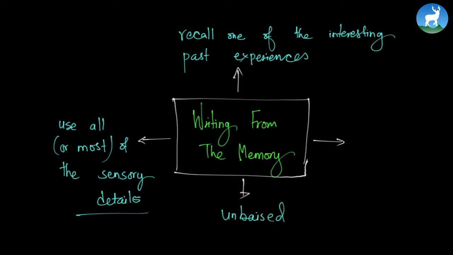I also want you to be unbiased. What that means is I want you to write fairly. Now, some of you may have had some bad experiences in the past and you are trying to hide them away from the people. But this is more like a diary writing. Nobody's going to read your writing from the memory. It's for you. So you can write all those bad experiences of the past, all those bitter memories, and write fairly, write freely. No need to hide anything.